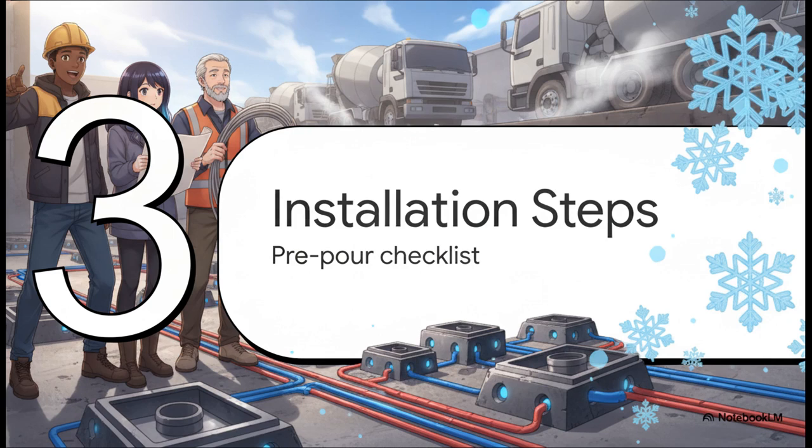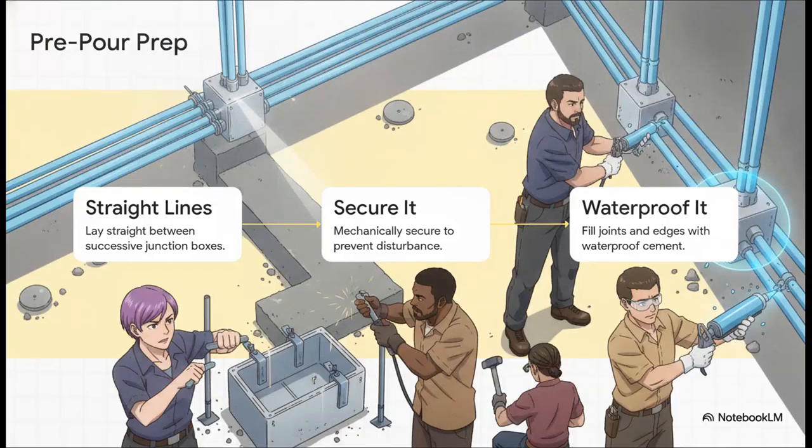All right, Section 3, Installation Steps. Let's run through the pre-pour checklist. So picture this. You're out on a freezing commercial slab pour, and the concrete trucks are literally lined up waiting. Let's walk through the required step-by-step process to install this right the very first time before it's literally cast in stone. According to Rule 12-1702, first up, you must lay your raceways in a perfectly straight line between the centers of your junction boxes. No wavy lines, no taking the scenic route.